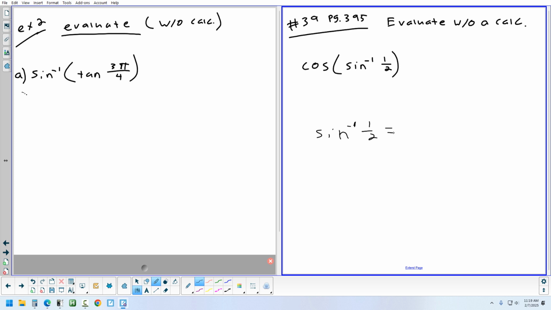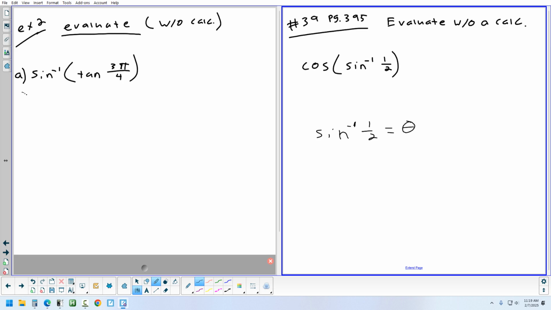And we know that the inverse sine of a half is going to come out to a what? An angle. It's going to come out to an angle. We don't know the angle right now. We're not going to use a calculator to figure it out. So how can we represent it? Let's just call it theta.